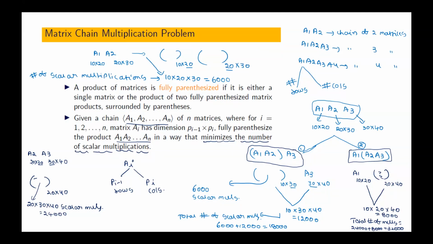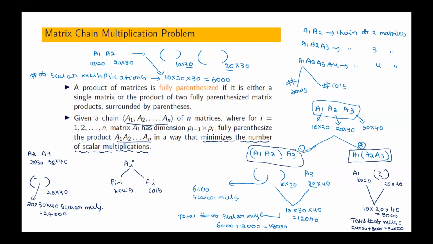If we are given two matrices, A1 with order 10 by 20, and the second matrix A2 with order 20 by 30, in order to find the product A1 and A2, how many multiplications are required? 10 into 20 into 30. Is that correct? Is there any doubt in this first part?